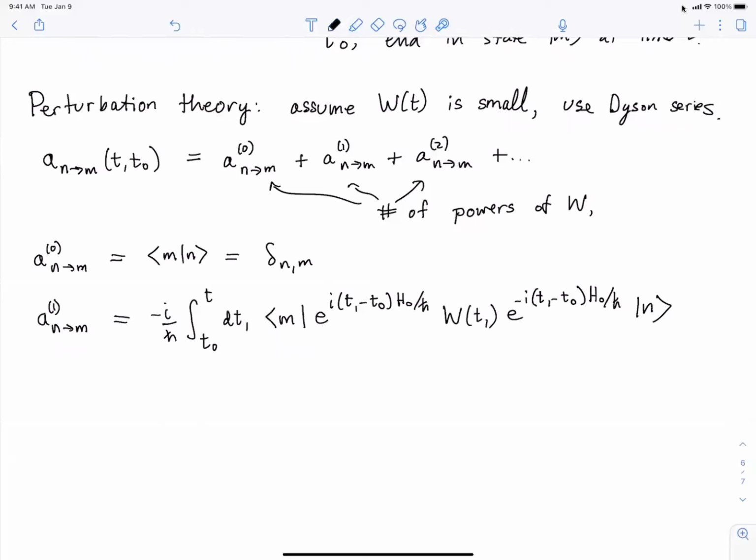So let's do that. That means we can write the final answer at first order in perturbation theory like this. I'm just rewriting the integral, but now I pull out those H0 operators, and what I get is the exponential of t1 minus t0 times a number that we'll call omega mn, times this matrix element.